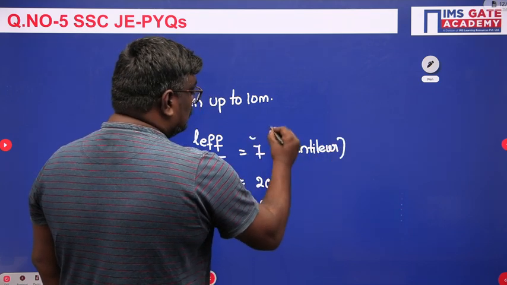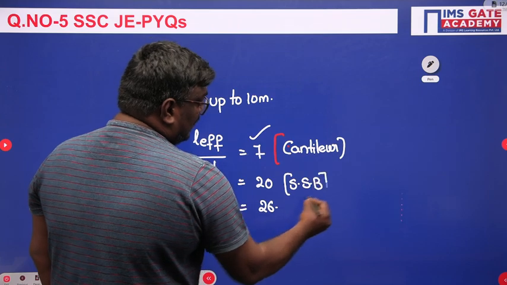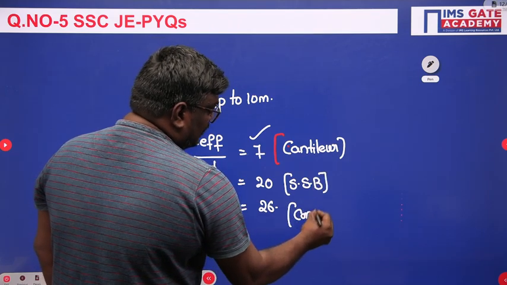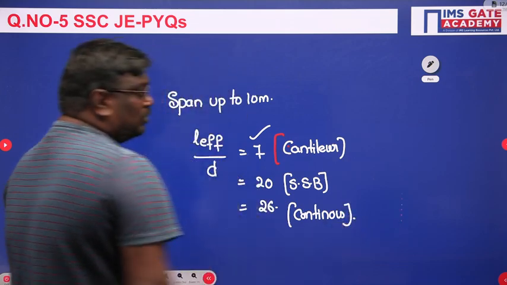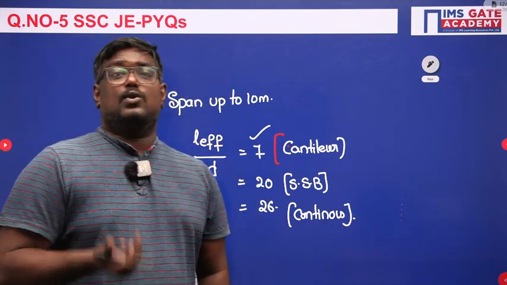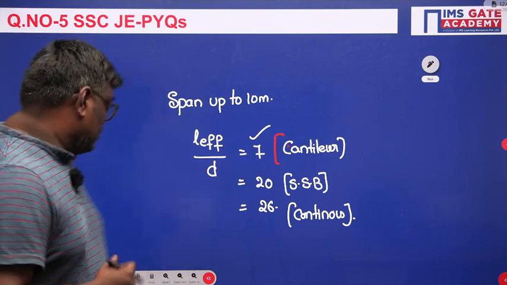But if they ask you simply supported beam, the value is 20, and if they have given you continuous beams, then the value is 26. So, my dear students, whenever you are solving the SSC JE questions, you have to study the in and around concept also, so that it will be helpful while you are solving the questions.